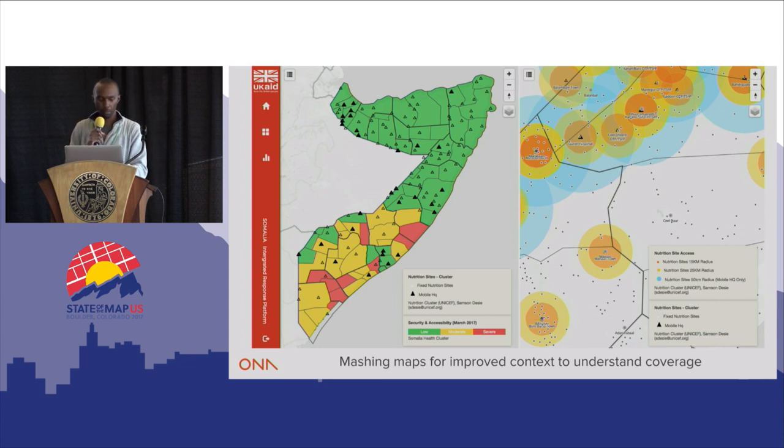So this shows you some areas to the south in red are not accessible. The red, yellow, green shows accessibility, and the triangles show where the facilities are. So you can see that in the red areas, there are really no facilities. So this gives a story of these areas not being accessible, maybe due to terrorists, and this makes it easier for the NGOs to focus efforts on getting more facilities into those areas, and how they can work with security forces to reach people that are affected in these areas.